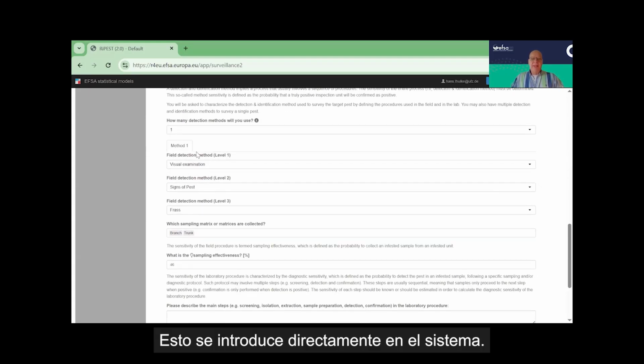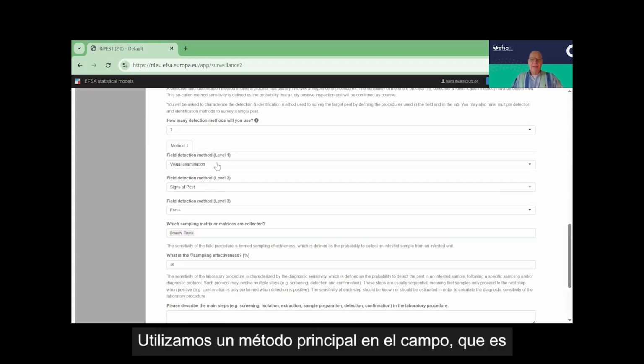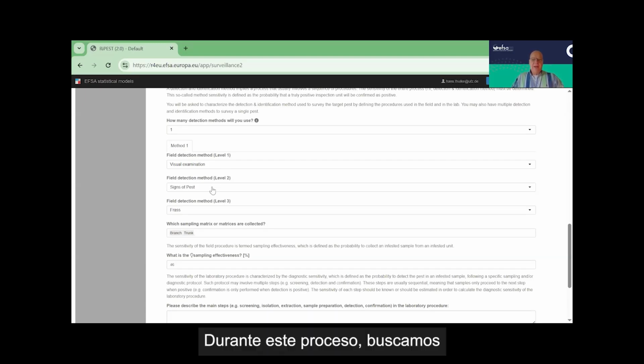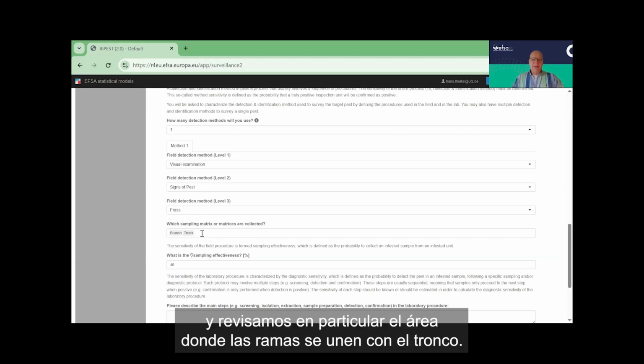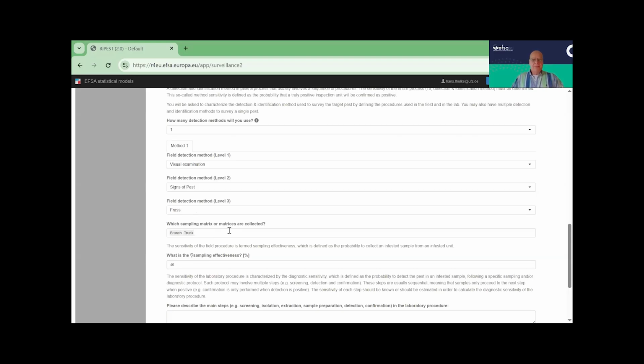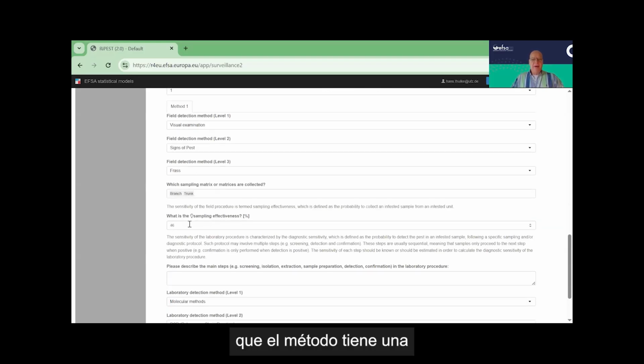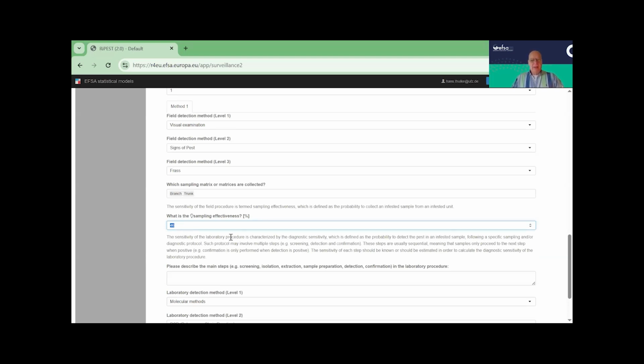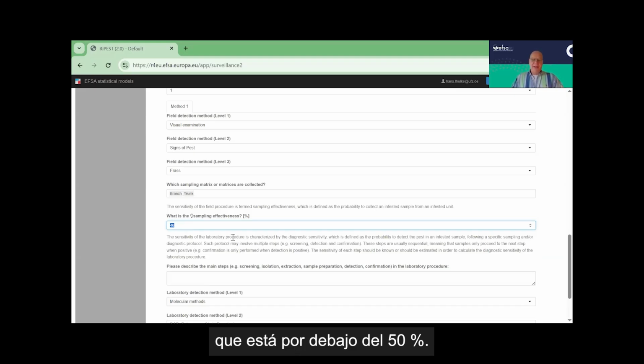That's done by using that we have one method to do this in the field. That's a visual examination of the inspection units of the tree. And we are looking for signs of the pests, for instance, for frost. And we are checking in particular the branch and the trunk. And then we have learned from Martin that this process comes with an efficiency of 46%, which is even a little bit less than 50.